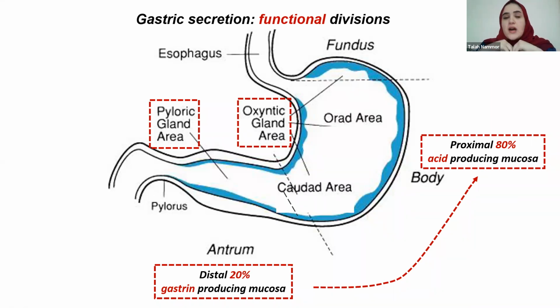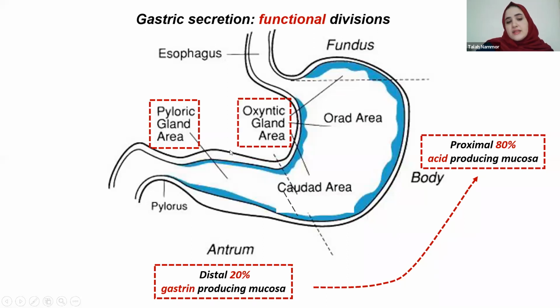We have functional divisions because basically, as we all know, gastric secretions are released from glands. So we have two different glands in our stomach. We have the oxyntic gland and we have the pyloric gland. Therefore, we have two different areas in the stomach. We have this area, which is basically the fundus and the body up until here, which makes up literally 80% of the stomach, contains the oxyntic glands. So basically it's called the oxyntic gland area, okay? And then we have this 20% in here, which is the distal 20%, which contains the pyloric gland, okay?